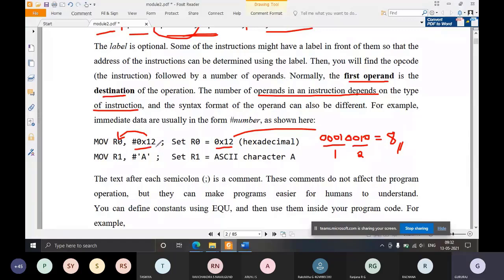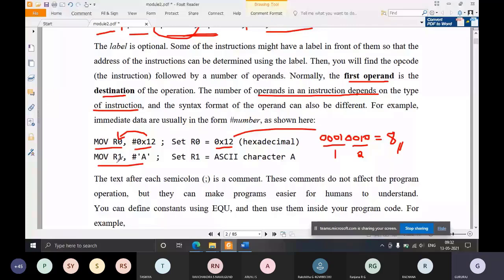In this case, we are moving 8 bits of immediate data to R0. You can see in this instruction there is no label, because as I told, a label is optional. All the instructions need not have labels. So no label here. The next instruction is move R1, hash, and within single quotes it is capital A.